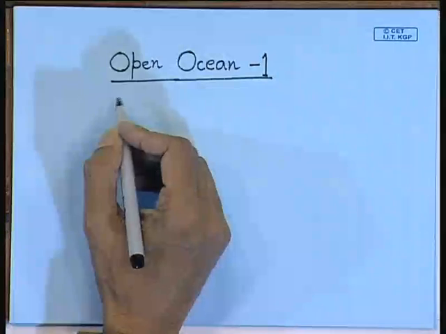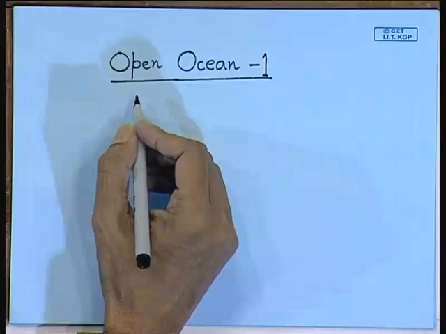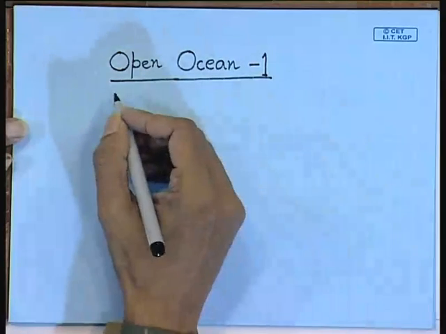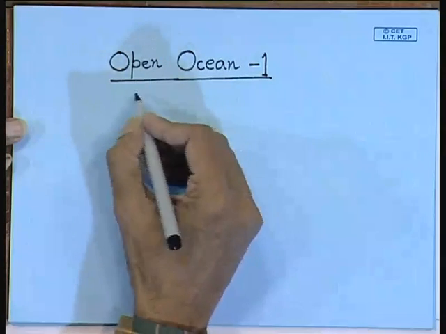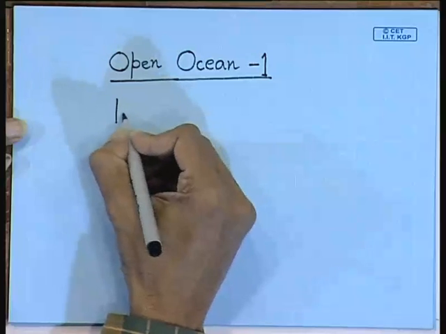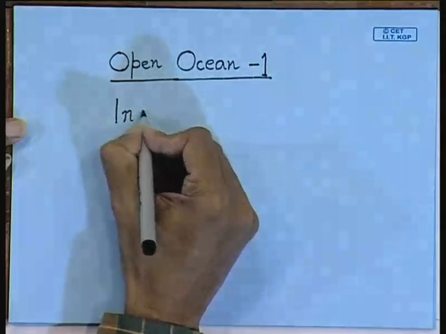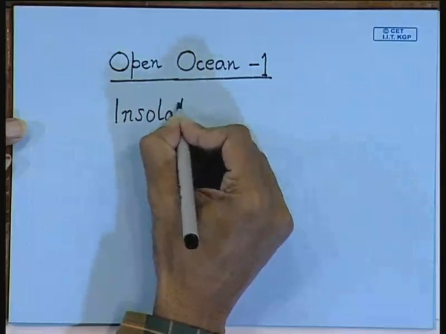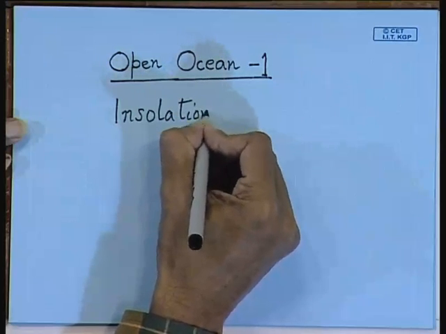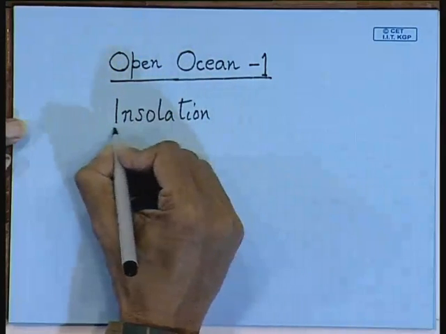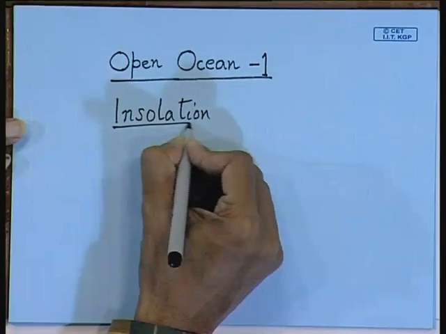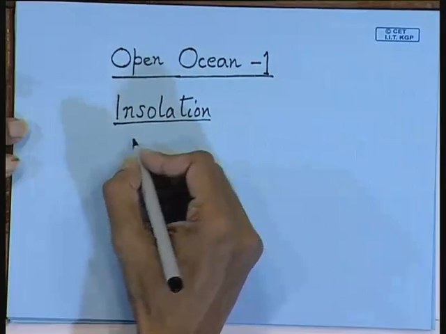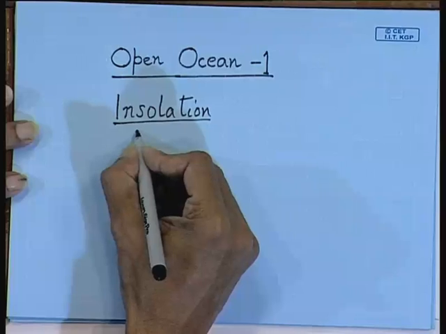So, today's lecture is open ocean. We are discussing the first part, what is happening to insolation, or light and heat. Now, first we will discuss light. Light consists of various wavelengths, and let us have a look at what is happening to this.